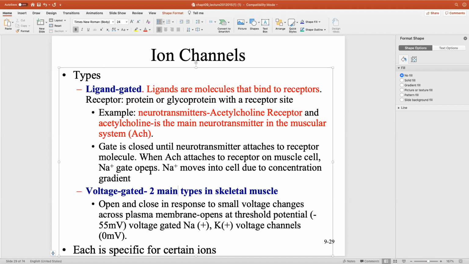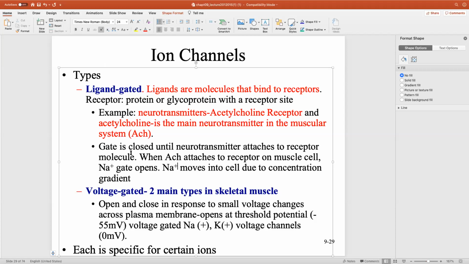Once sodium goes in and you hit threshold, then the voltage-gated channel opens, specifically sodium voltage-gated channels. The thing about these voltage-gated channels is at rest, we're at minus 90, minus 85. Well, you need a threshold voltage to get to for these to open. And the threshold is minus 55 millivolts.